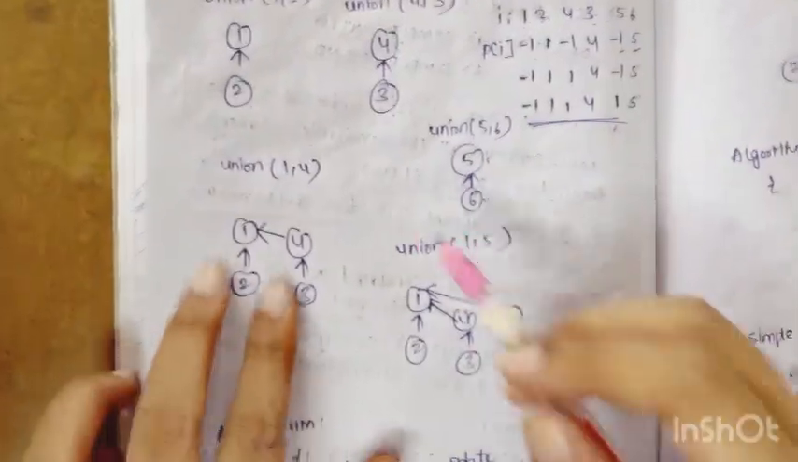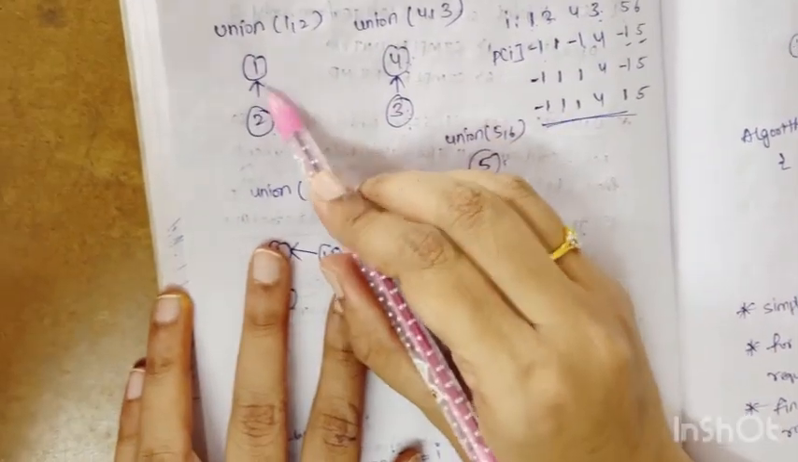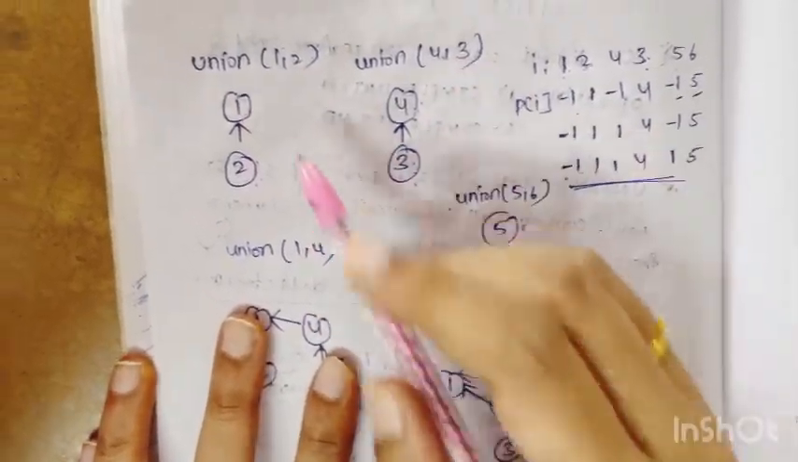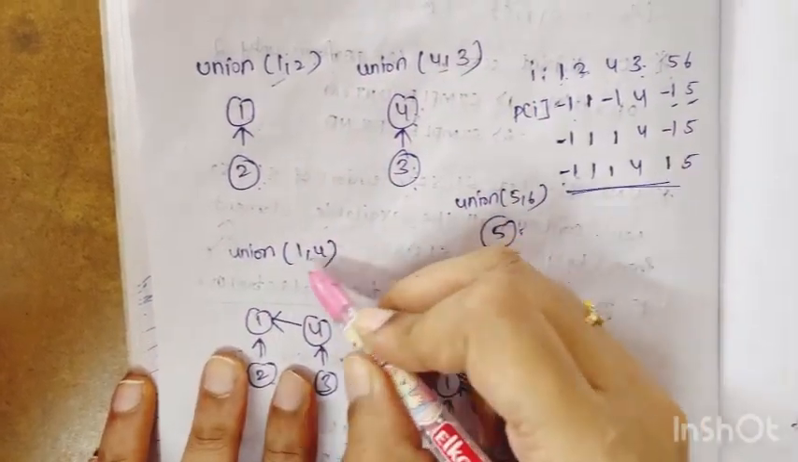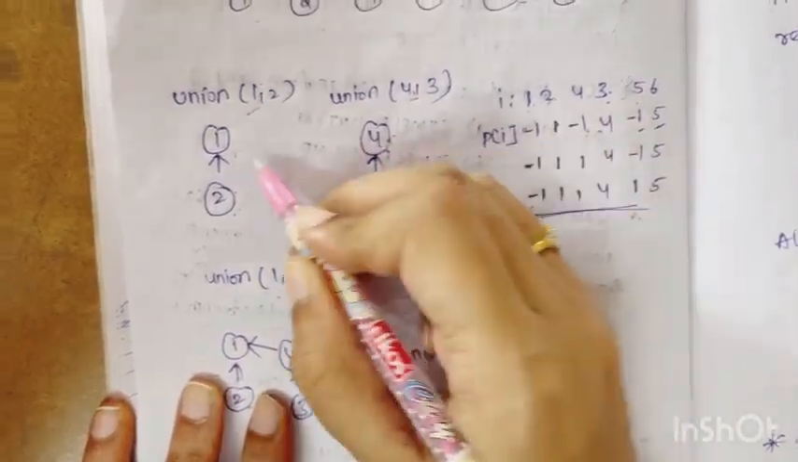In the next step, combine 1, 2 and 4, 3. So the union of 1 with 4. What will we get from 1 with 4? The root node 1 and the root node 4 are combined.